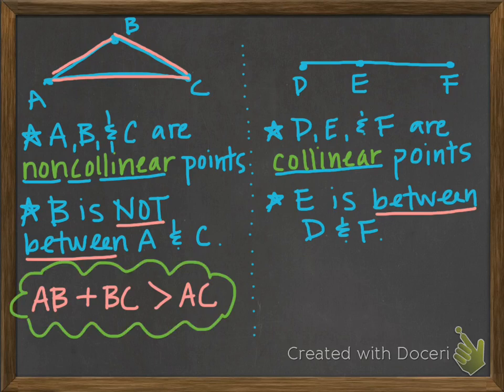If I look at the collinear side, at the segments that it is composed of, we have DE, EF, and then we have DF, which is the combination of DE and EF. If I add the length between D and E, which is called DE, plus the length between E and F, which is called EF, it will equal exactly DF, the entire length between D and F.